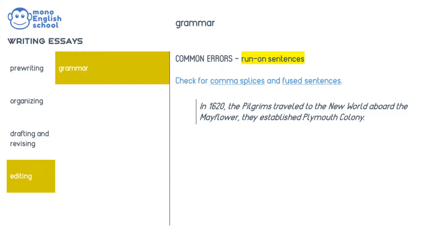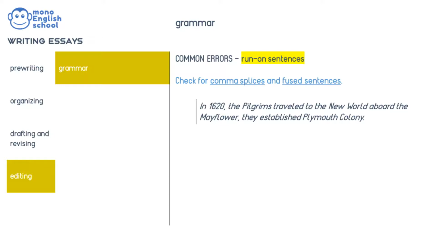Here we have two independent clauses that are separated by only a comma. This is a comma splice. If we deleted the comma, we would have a fused sentence, which is two independent clauses in the same sentence with no punctuation between them.